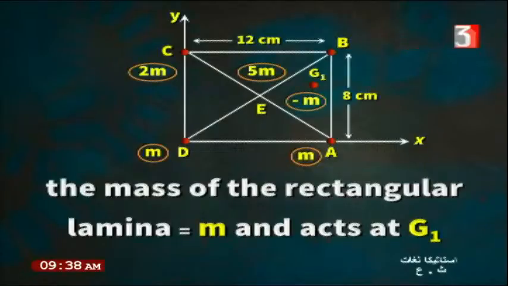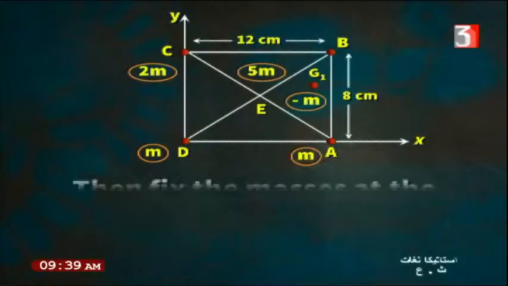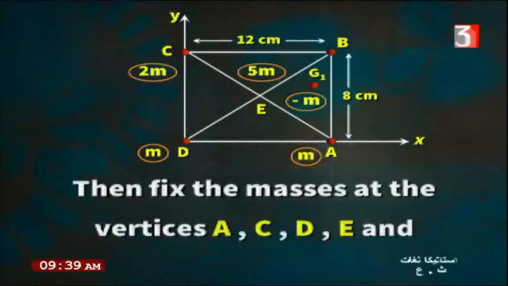Then we have the ratio between area and mass: area equals a quarter, mass equals a quarter. If we have removed it, then the mass is negative M. This is called negative mass, my dear student. Then fix the masses at vertices A, C, D, and E.